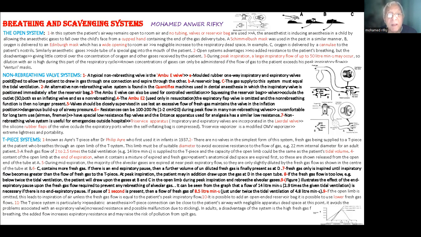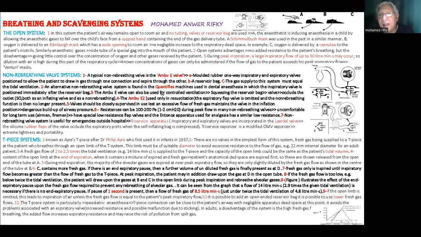The second point is the non-rebreathing valve system. The most famous one is the Ambu-E valve, which is made of molded rubber, with one-way inspiratory and expiratory valves to allow the patient to draw gas. And then we have a reservoir bag, as we can see, supplying whatever gas to the patient, equaling his tidal volume.